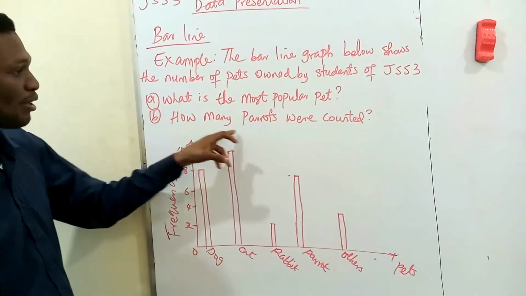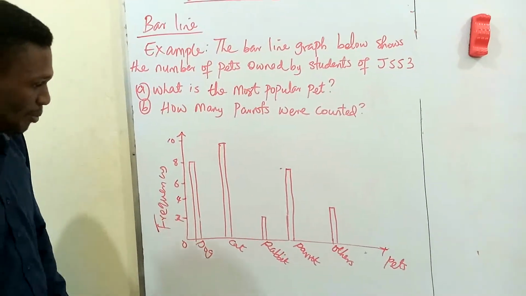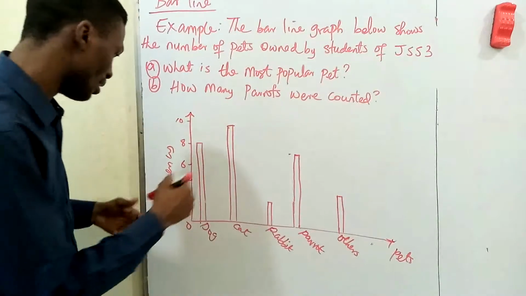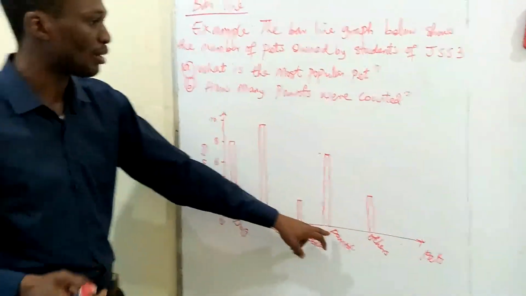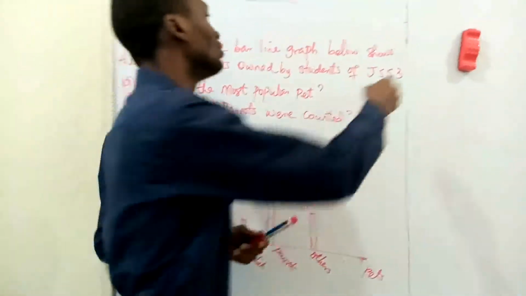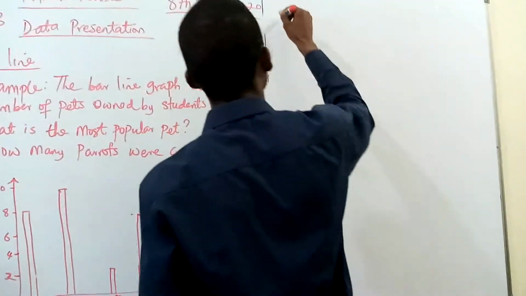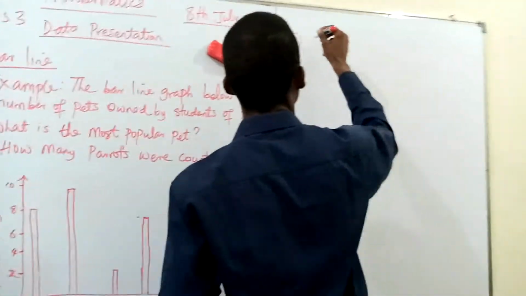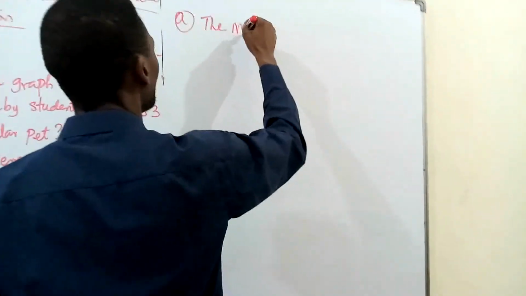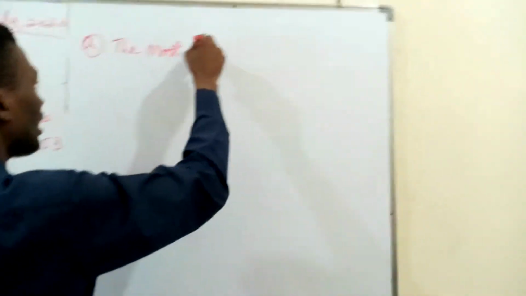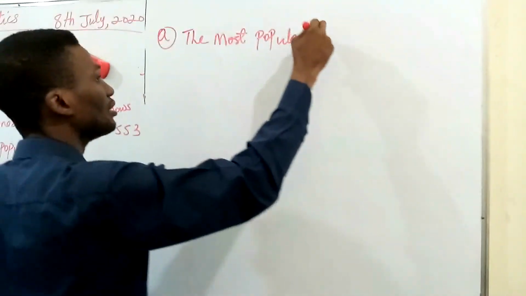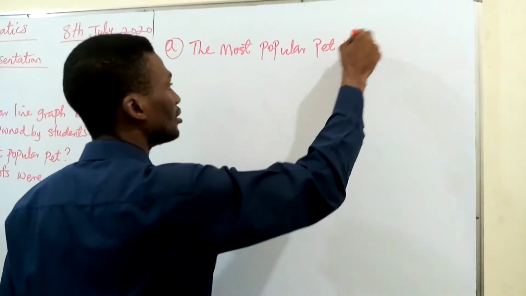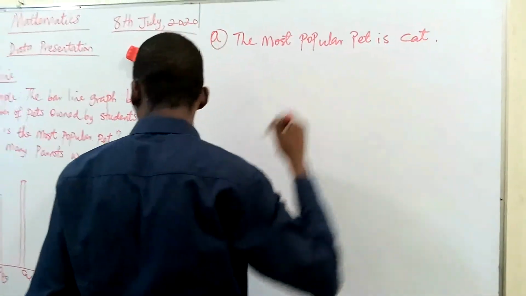Now, how many parrots were counted? We check for parrots. You see that it falls under 8. So 8 parrots were counted. So we can answer this question. The first one, what's the most popular pet? We have cats. We have cats to be our most popular pets, because it has the longest.